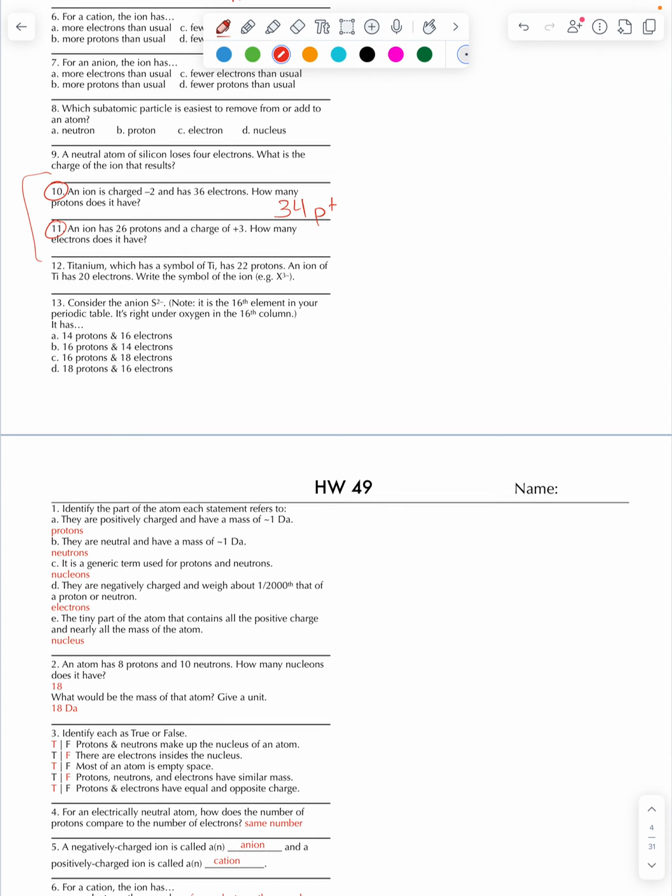An ion has 26 protons and a charge of +3. How many electrons does it have? It must have 23 electrons. By having 3 extra protons, that gives it the charge of +3. Okay, I think that's all I asked for that one. Let's do 50. And remember, I'll have sent you all these problems and answer keys.